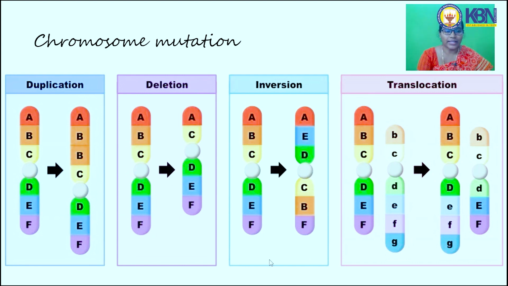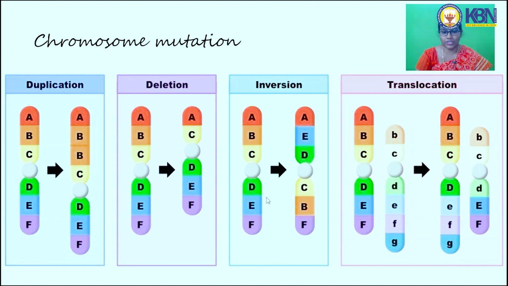The second one is deletion. Many times due to mutagens around us, a few fragments of the chromosomes are cut and removed unnecessarily. As you can see in the first picture, we have 6 genes and later we have only 5. The B is missing, right? That's because of deletion mutation.